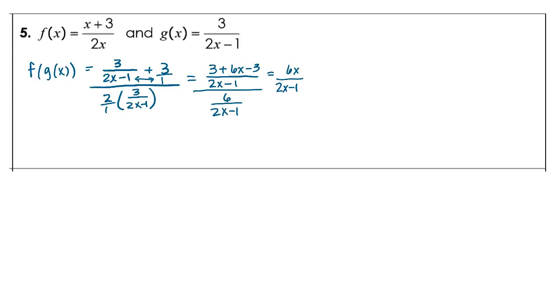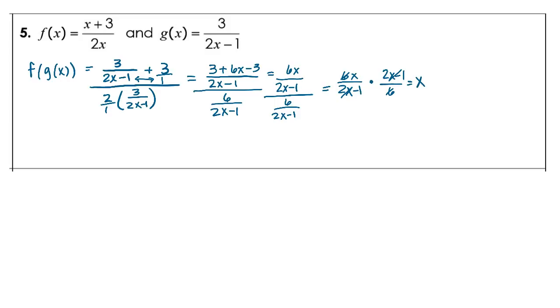And so over here, we are going to extend this line as well. We're just going to bring this through. And notice here, now that we have this, we're going to do our keep, change, flip. And if we do that, notice we have 6x over 2x minus 1. And that's going to be times the reciprocal, which is going to be 2x minus 1 all over 6. And so notice the 6's will cancel. 2x minus 1's will cancel. So all of that cancels out, leaving an x.